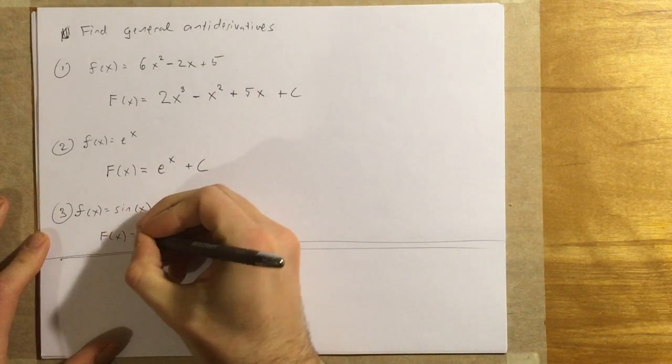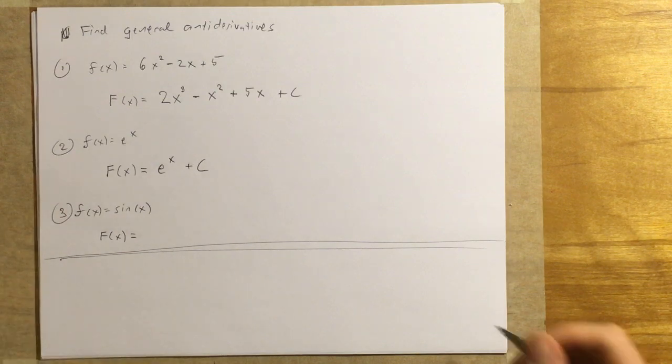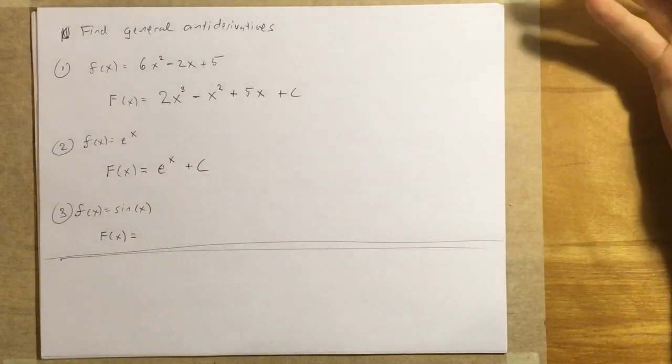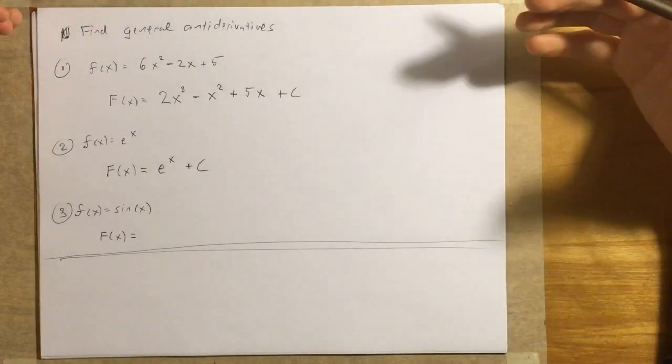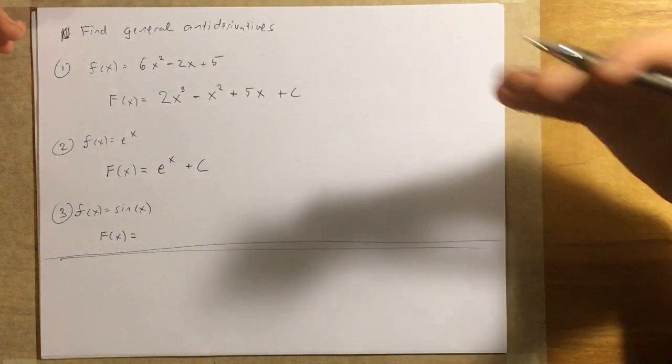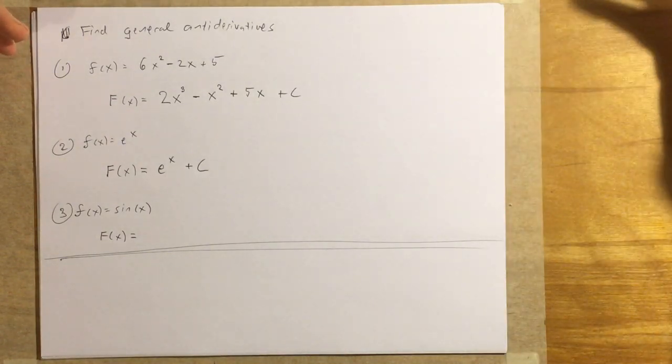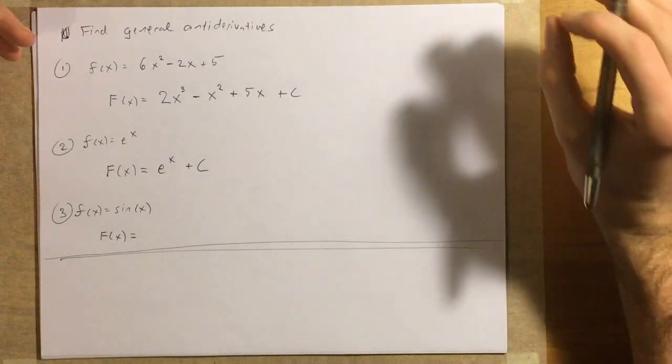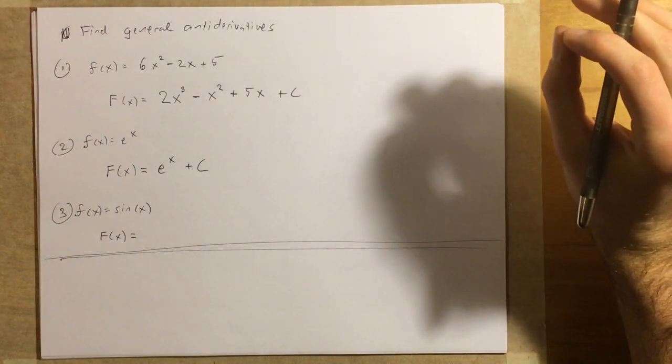All right, what's our most general antiderivative for sine of x? Well, we want something whose derivative is sine, right? Well, the derivative of sine is cosine, and the derivative of cosine is negative sine. So that's almost it, right?